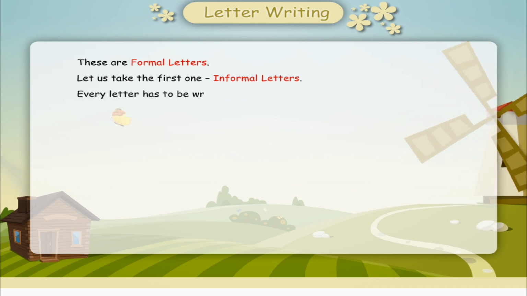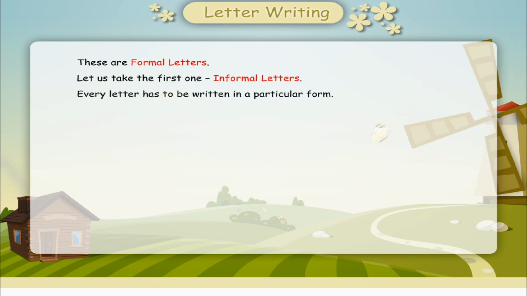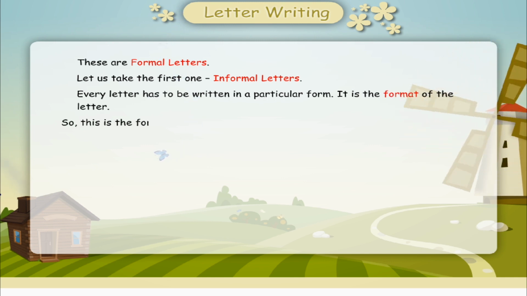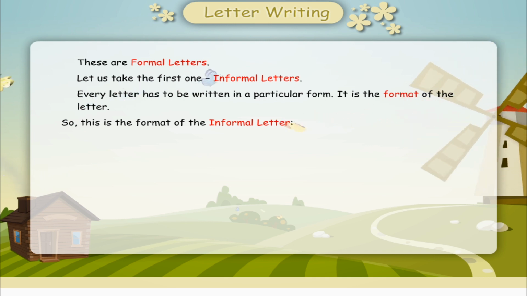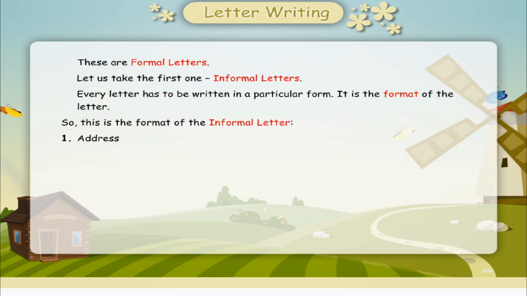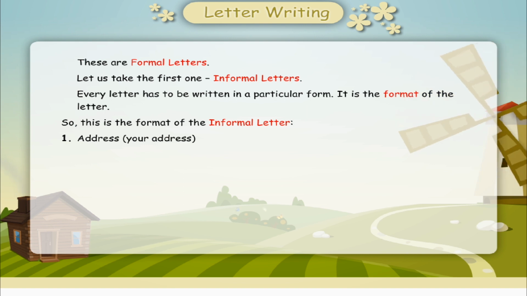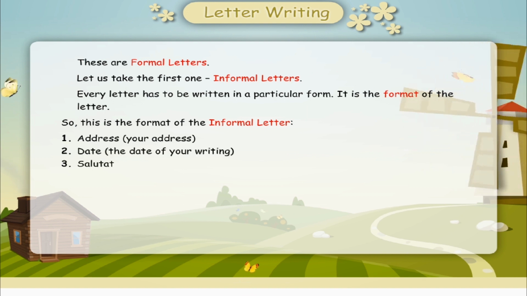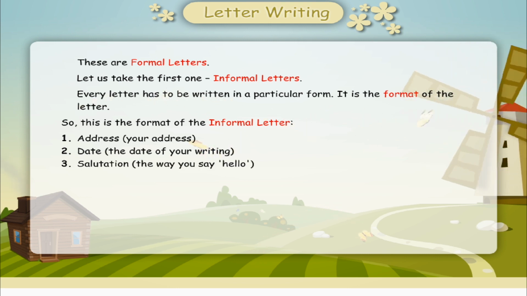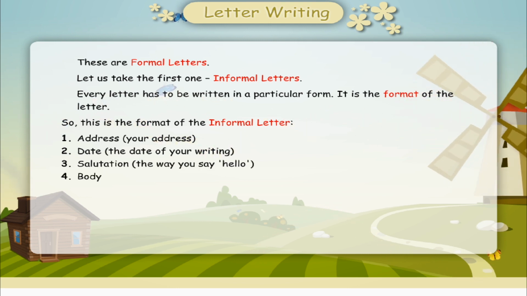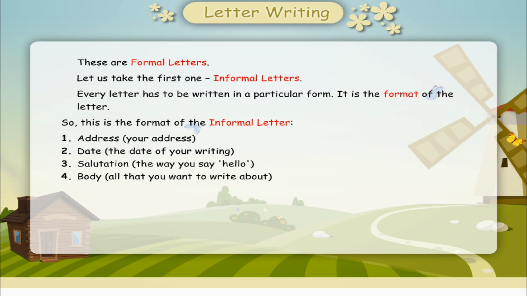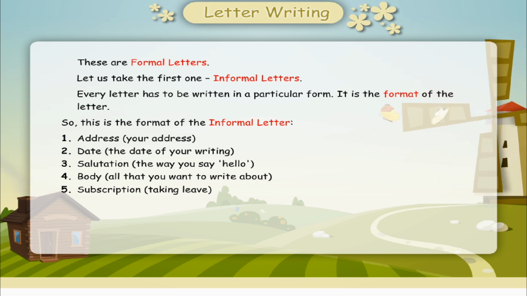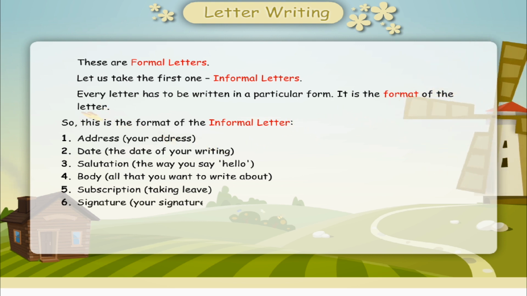Every letter has to be written in a particular form. It is the format of the letter. So this is the format of the informal letter. Address, your address. Date, the date of your writing. Salutation, the way you say hello. Body, all that you want to write about. Subscription, taking leave. Signature, your signature.